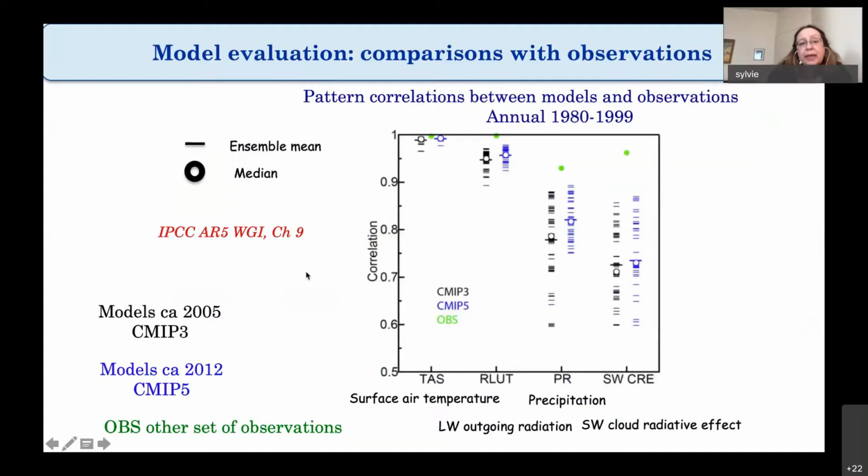And this is one of the main sources of uncertainty, and I will come back to this again. Let me be a bit more precise. You have one set of observations which is used as a reference, and the green is another set of observations, showing you that you have very small uncertainty between the different sets of observations for temperature, but more uncertainty when you look at precipitation. So there is also uncertainty in the observations themselves, not only in the models.